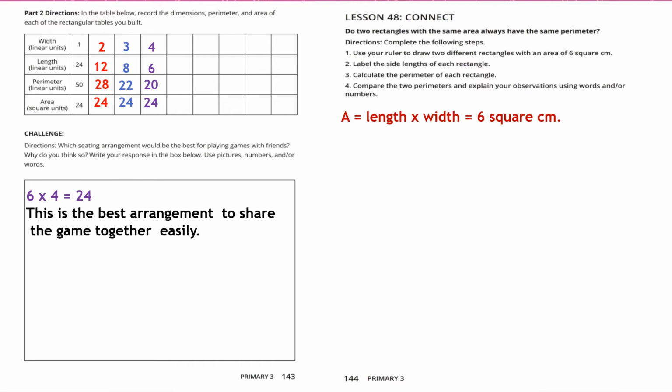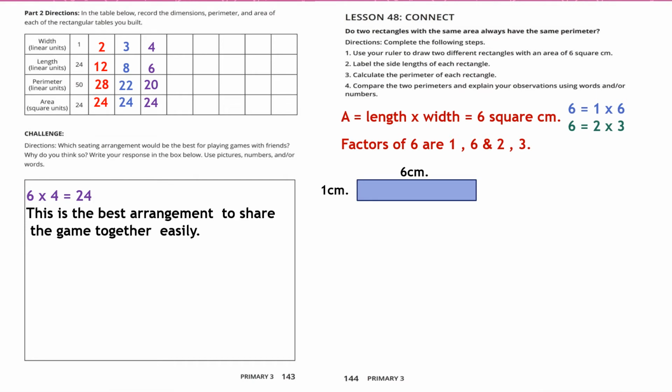If the area, which equals length times width, equals 6, then the factors of 6, the length and width, should be 1 times 6 equals 6, or 2 times 3 equals 6. Okay, so if we draw this rectangle 1 and 6, and this rectangle 2 and 3, do we have the same perimeter here? We have the same area, but do we have the same perimeter?